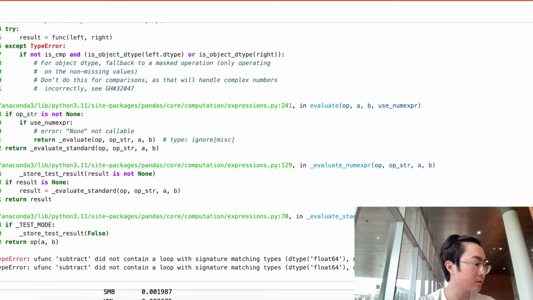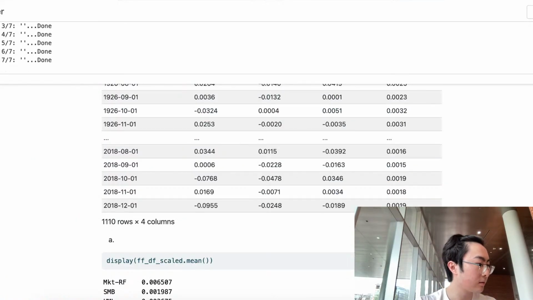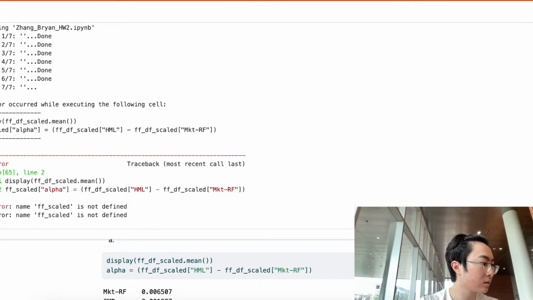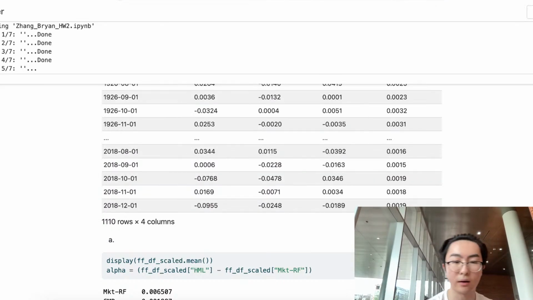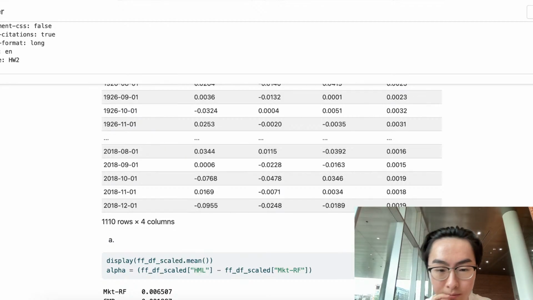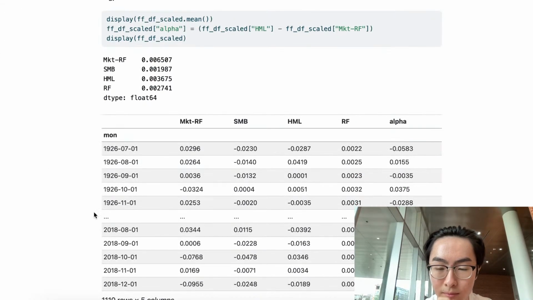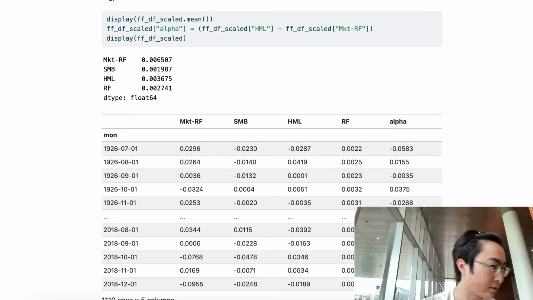Alpha is equal to, I don't know, FF scaled, and this is still my display. Or maybe we could take the average of alpha.